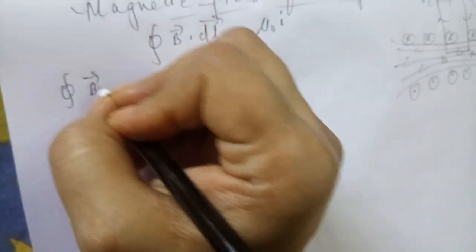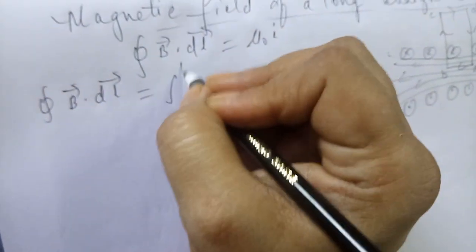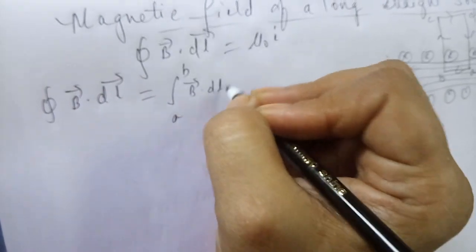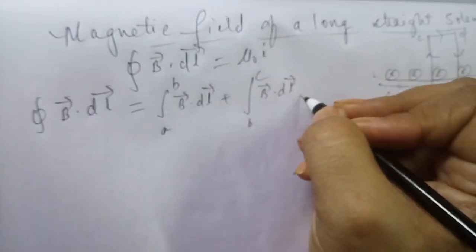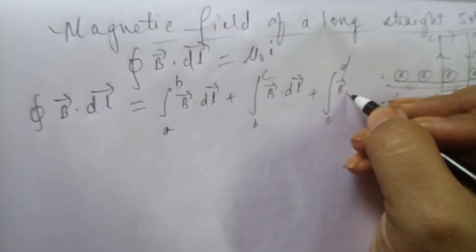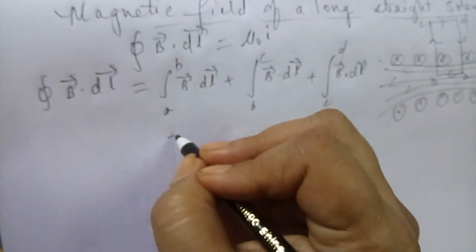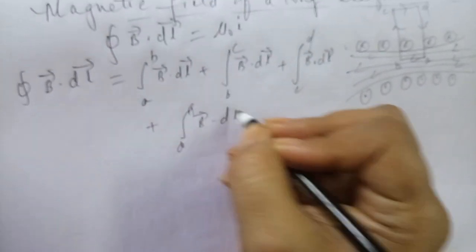So let us write it in a form that we can understand. We can write the closed integral of B vector dot dl vector as equal to the integral from A to B of B vector dot dl vector, plus the integral from B to C of B vector dot dl vector, plus the integral from C to D of B vector dot dl vector, plus the integral from D to A, again of B vector dot dl vector.